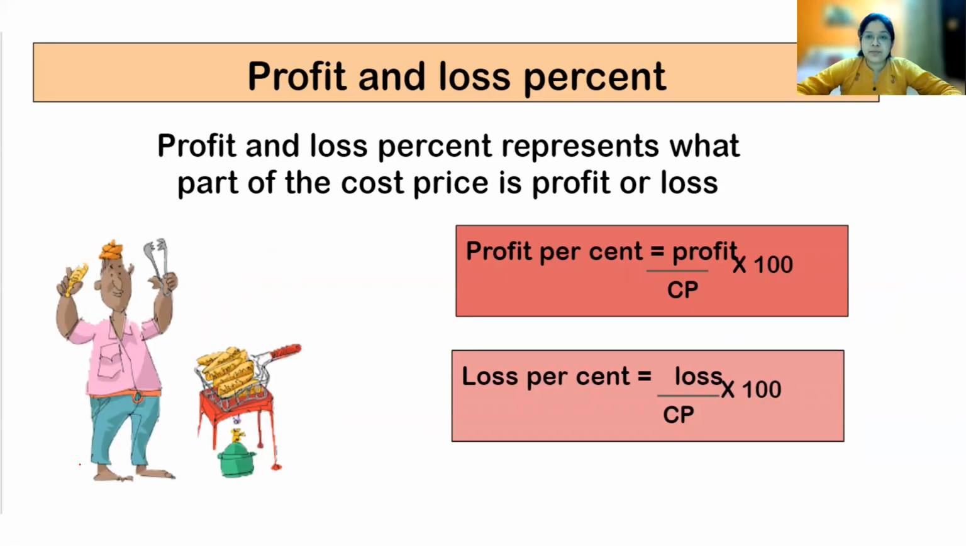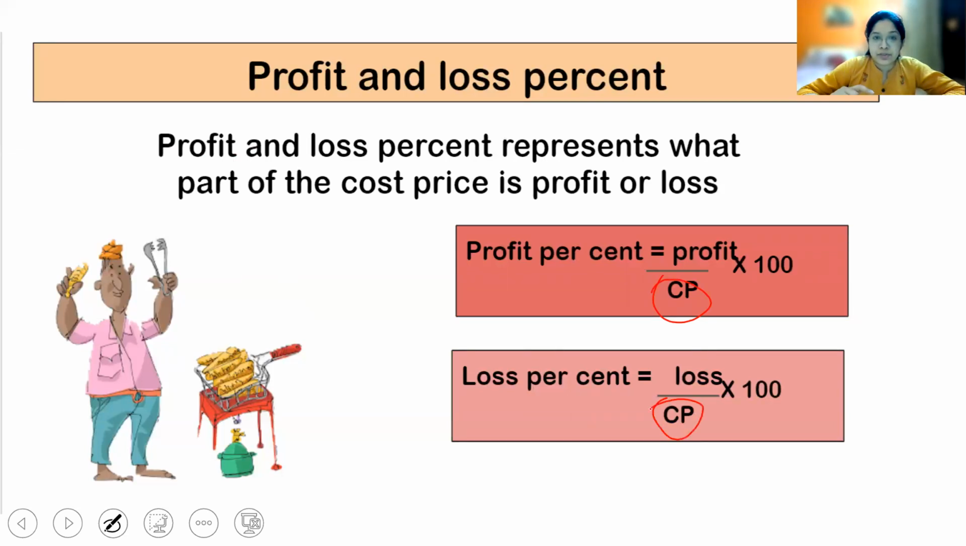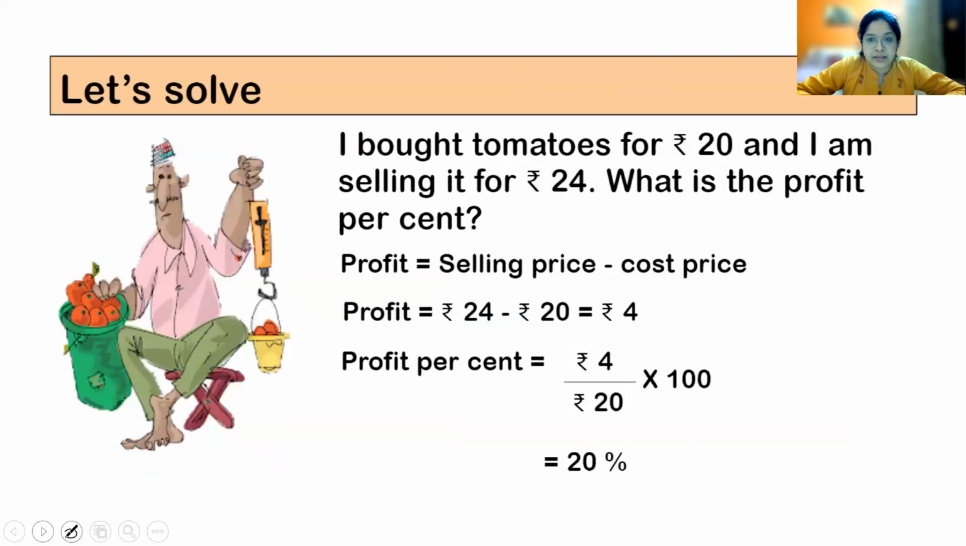Profit percentage represents the part of the cost price that is profit. So always remember the profit percentage is always calculated on the cost price and not on the selling price. Even if they have given the selling price in the question, we will first find out the cost price, substitute the value in the formula, and then find out the profit percentage or loss percentage. Clear? This is a very important formula and a very simple one as well. So let's solve this.